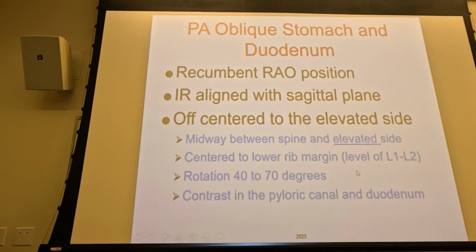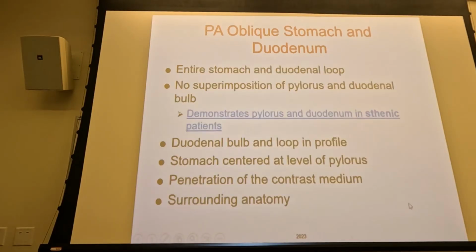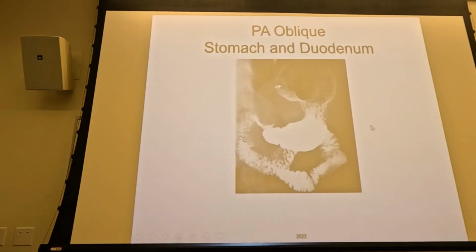Okay, so our oblique, again, we're going to angle the patient 40 to 70 degrees. We're going to off-center intentionally towards the elevated side. And our contrast should be in the pylorus and the duodenum. So our PA oblique, this is a test question, so don't miss this, demonstrates pylorus and duodenum in patients who are more sthenic. So your hypersthenic patients, the pylorus and duodenum is going to be better demonstrated in the lateral.